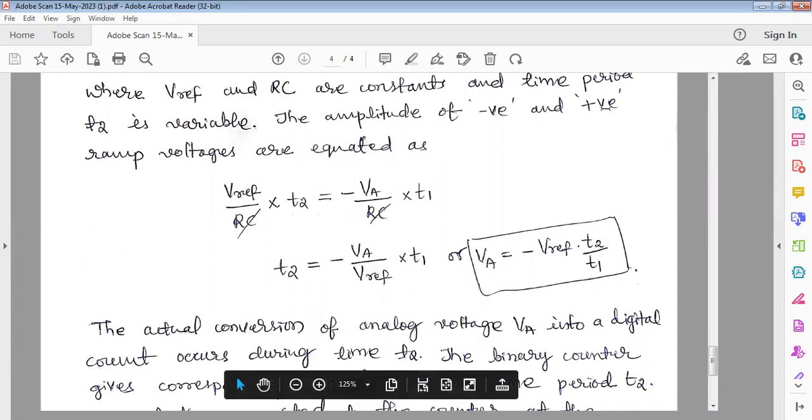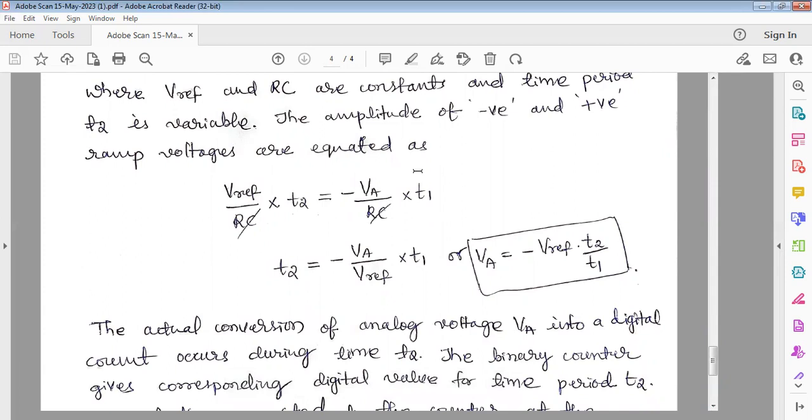The amplitudes of the positive and negative ramp voltages are equated, as their LHS is the same, so we can equate their RHS. This is for time period T2 and this is for time period T1. Equate and you can cancel this RC. You will get T2 is equal to minus VA upon V reference into T1, or you can write this as VA is equal to minus V reference into T2 divided by T1.